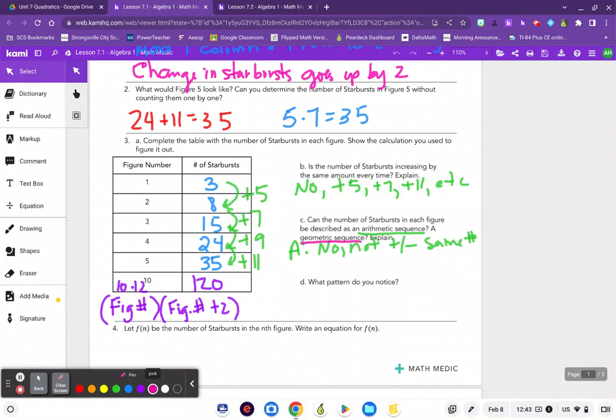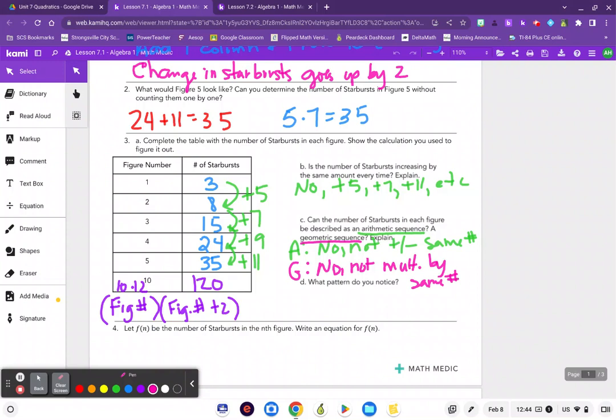Is it a geometric sequence? So geometric. No, geometric means that I'm multiplying by the same number each time. And there's not a number I'm multiplying 3 by to get 8 and then 8 by that same number to get 15. So we're going to say no. We're not multiplying by a same number to get the next number.